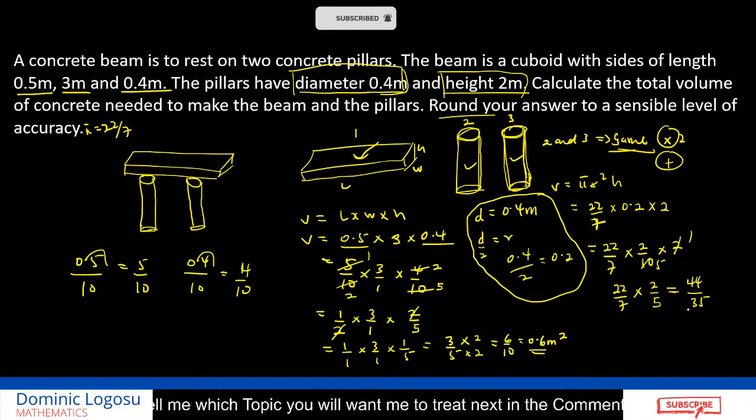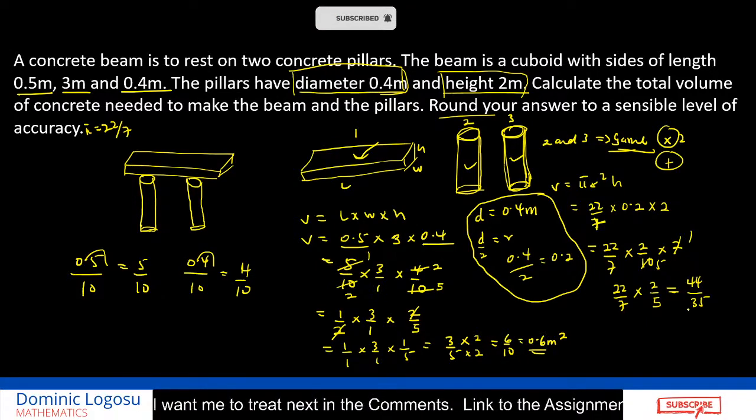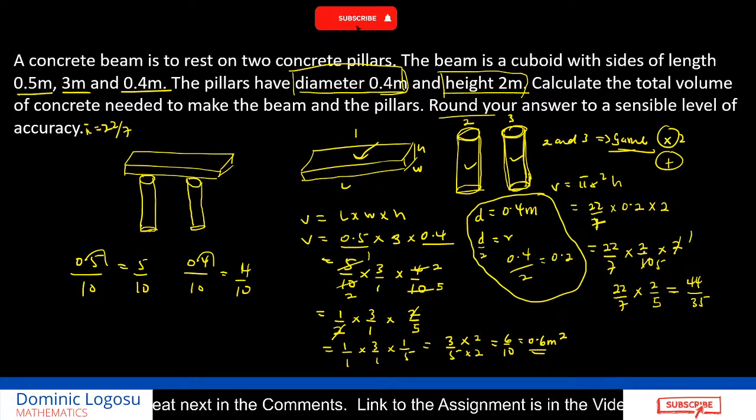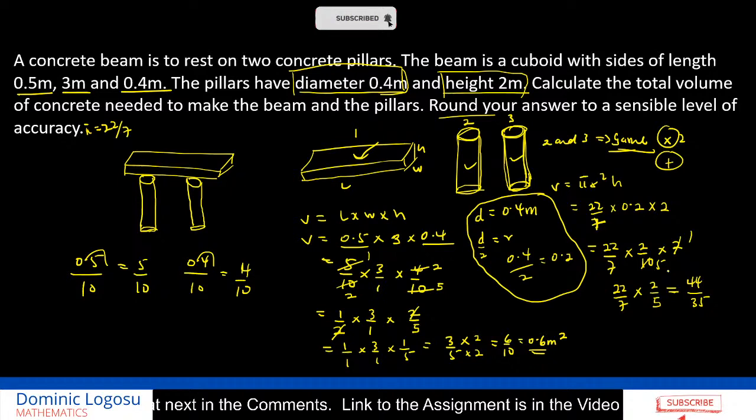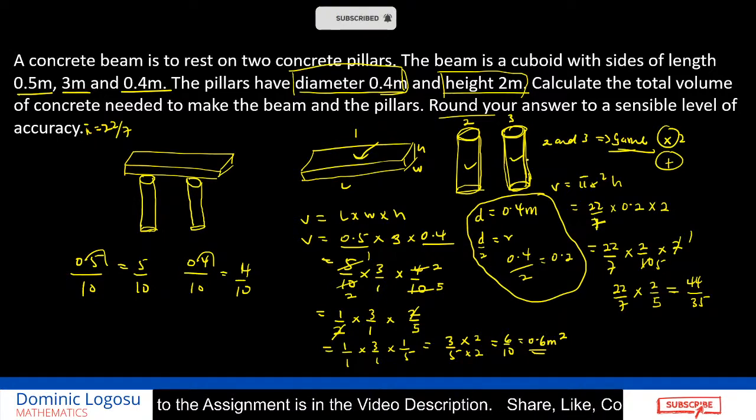But then again, if you don't want to do any of that, what you can do is to actually go ahead and multiply it by 2, because you know the pillars here are 2. So basically you have to do that.